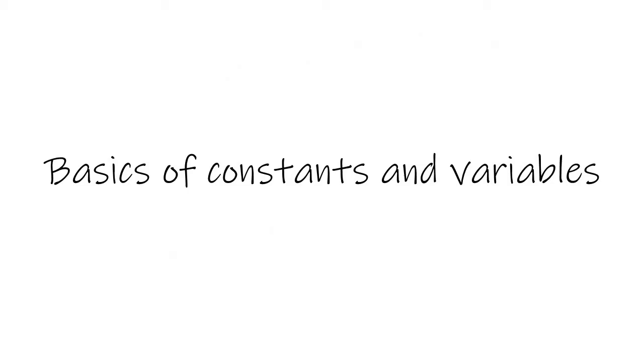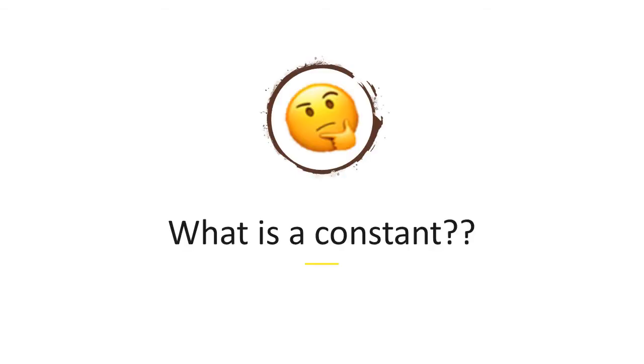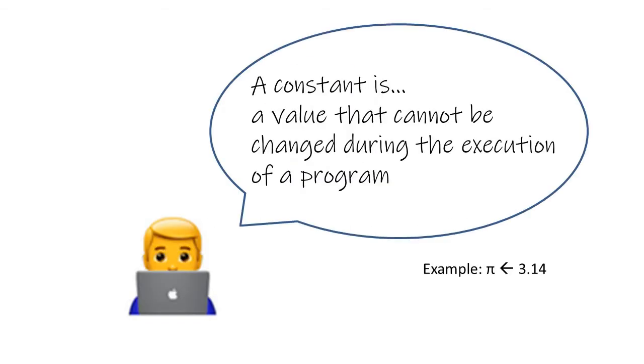To learn how to do computer programming, we first start with the basics of constants and variables. In computer programming, we manipulate constants and variables to solve problems. A constant value is a value that cannot be changed during the execution of a program, for example, the value of pi, which is 3.14.